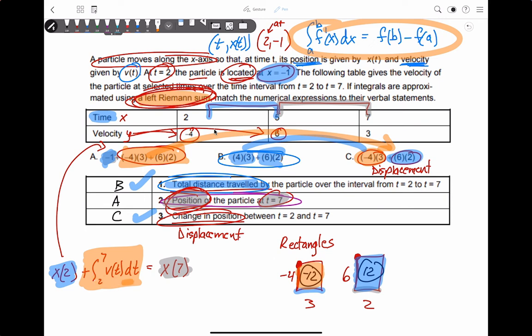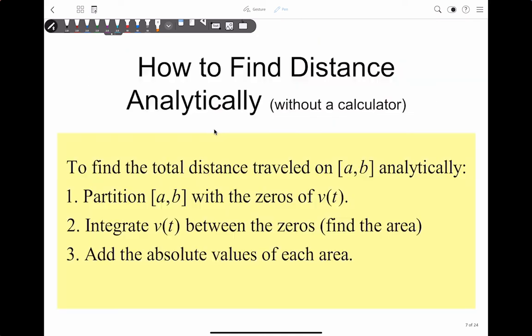So now let's do a couple of problems. Actually, we're only going to look at these specific slides to find the total distance analytically without a calculator. We first want to partition our interval, and we want to look at zeros of f of t. In other words, look for all the x-intercepts of your velocity function, okay? All the x-intercepts, not just one. If there's 3, list them all out.